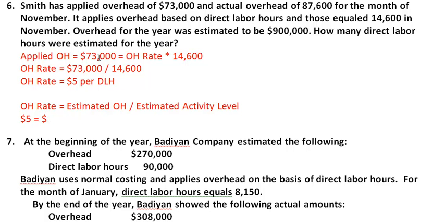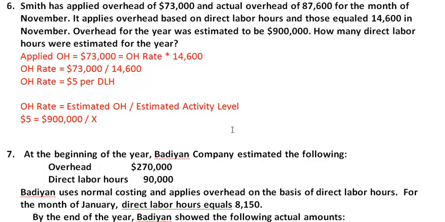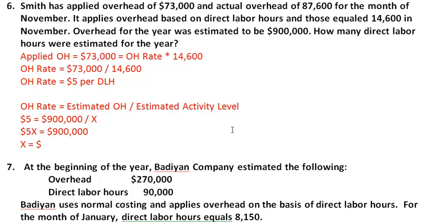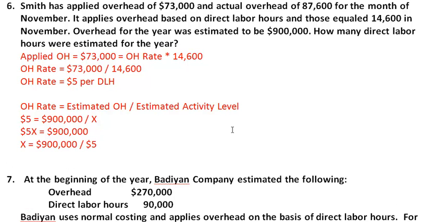It tells us that the estimated overhead cost is $900,000, and what it's looking for is the estimated activity level. So again, now we're just solving for the x. To do that, you end up having to cross multiply and then divide. So your answer is 180,000 direct labor hours.